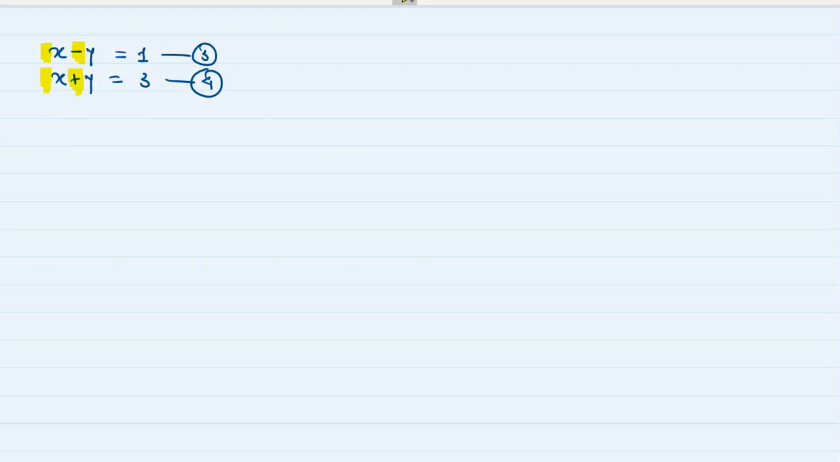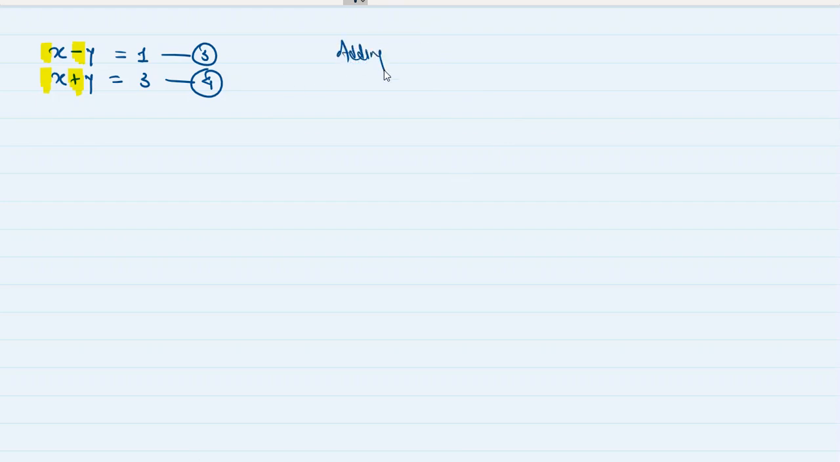So what will we do? We will directly go to the step of elimination. How to eliminate coefficients which are already equal but have opposite signs? If the coefficients which are already equal have opposite signs, what do we do with them? We just add them. So we add both the equations.